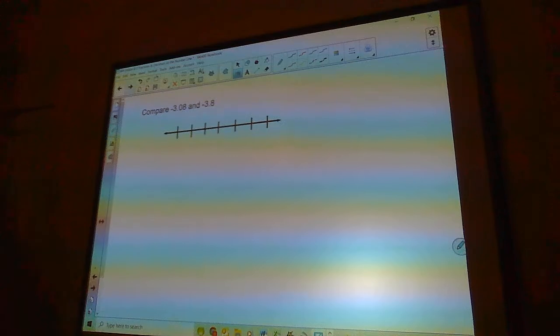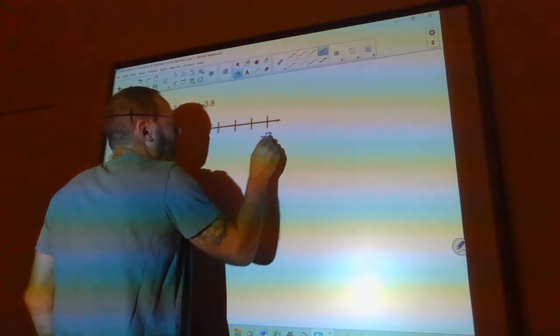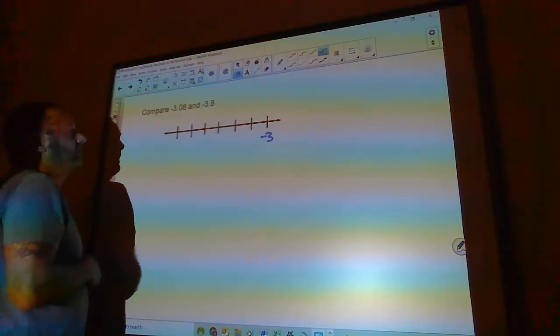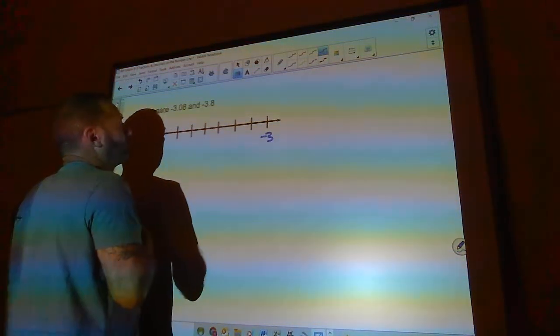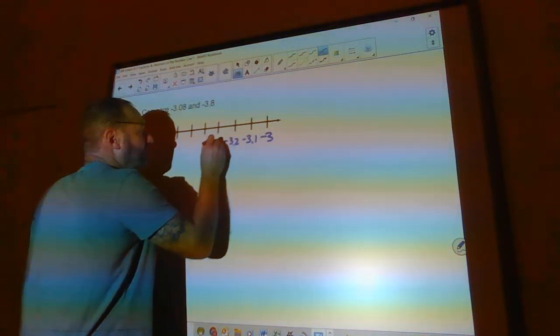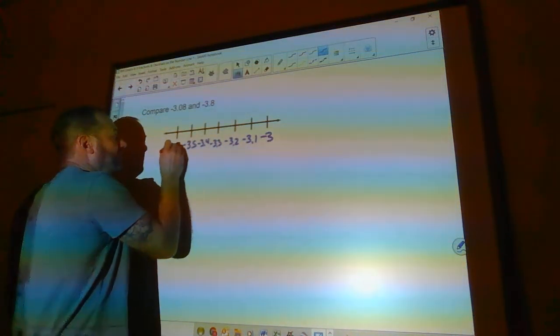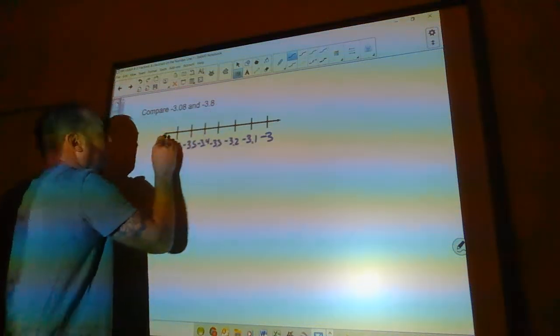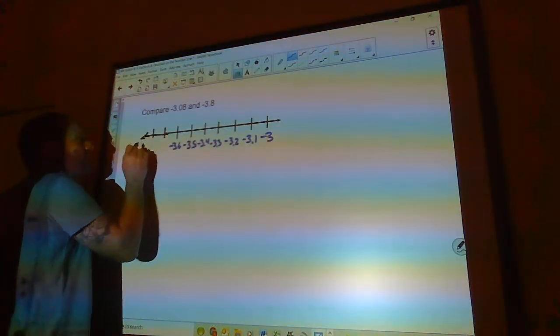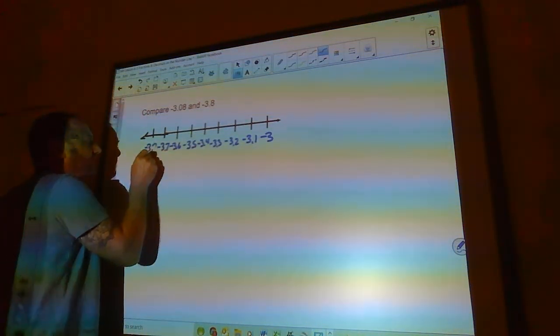Okay, compare -3.08 and -3.8. So on this one, I would probably start at -3. And you can count by 0.1: -3.1, -3.2, -3.3, -3.4, -3.5, -3.6. Okay, I'm going to need a couple more spaces here. So this would be -3.7 and -3.8.